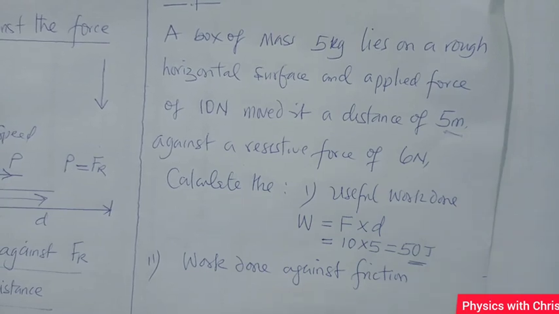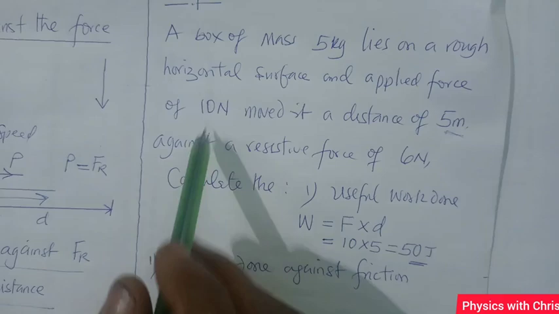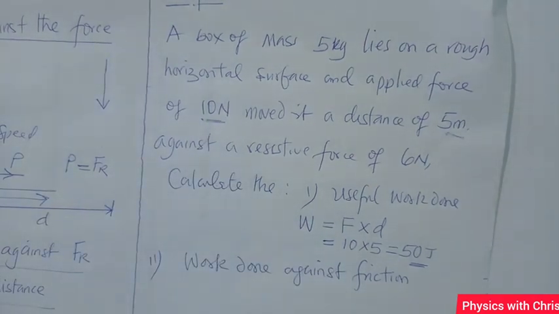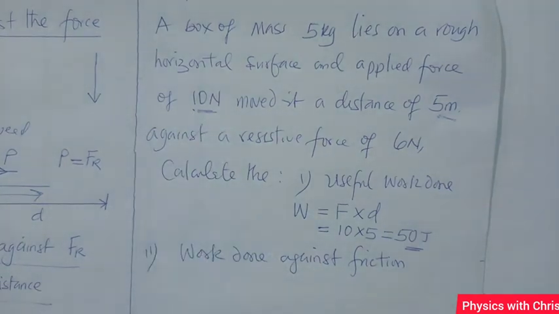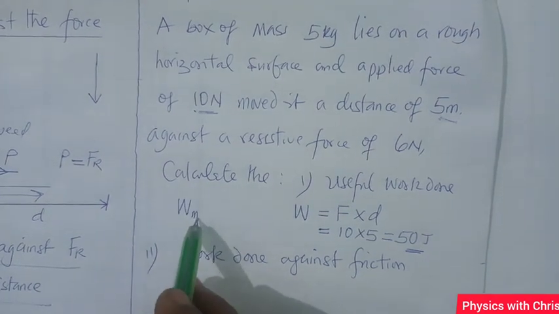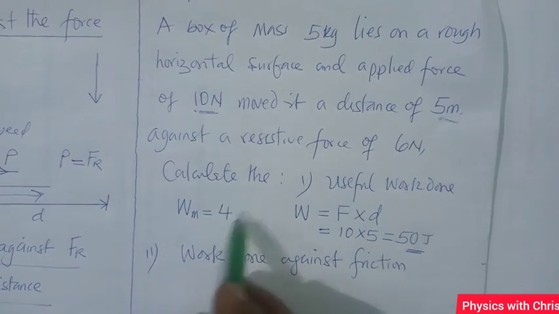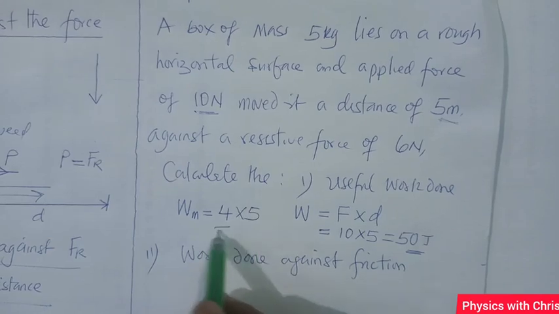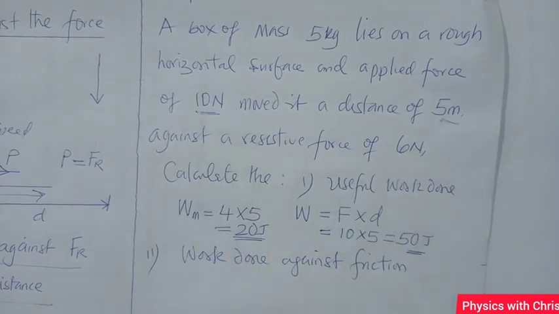All right, but here it's not actually 10 times 5, because you can see here that this 10 Newton is the applied force. So we're actually going to find the difference between the applied force and the resistive force. So the minimum work done actually, let me call that WM, is, sorry, 4 multiplied by 5. That is 20 joule. How did I get that? Because I subtracted 6 from 10.